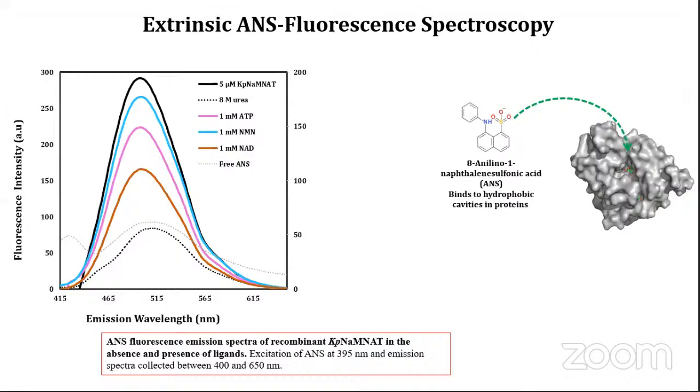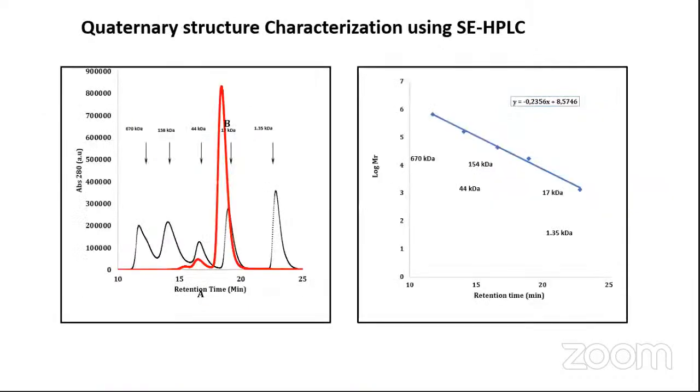ANS, which shows the possibility that this ANS might be binding to the binding site of this protein. Another thing to note is that the binding of these ligands to this protein did not induce any conformational change. There was a decrease in fluorescence intensity, suggesting displacement of ANS, but there was no shift in the maximum emission wavelength.